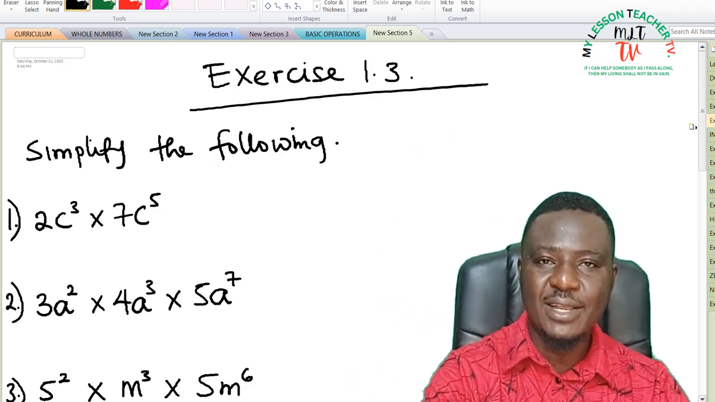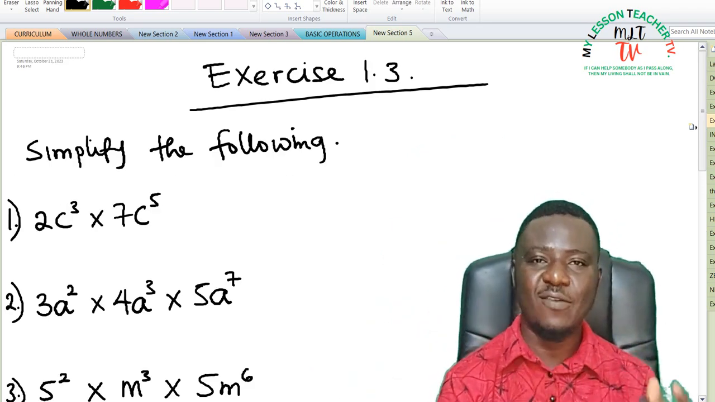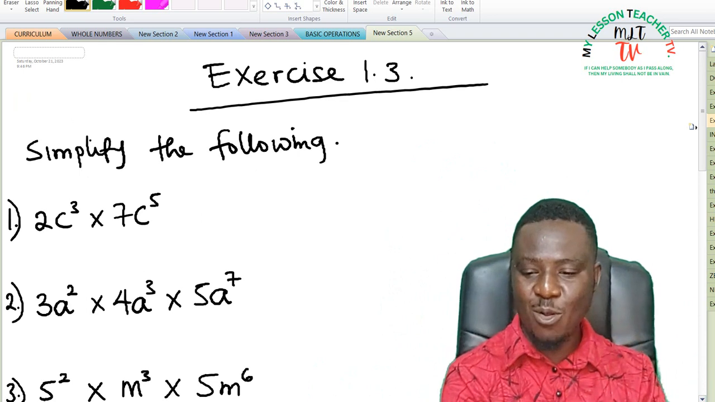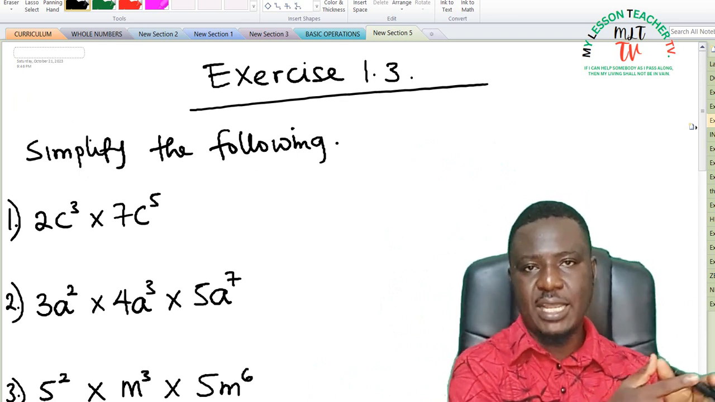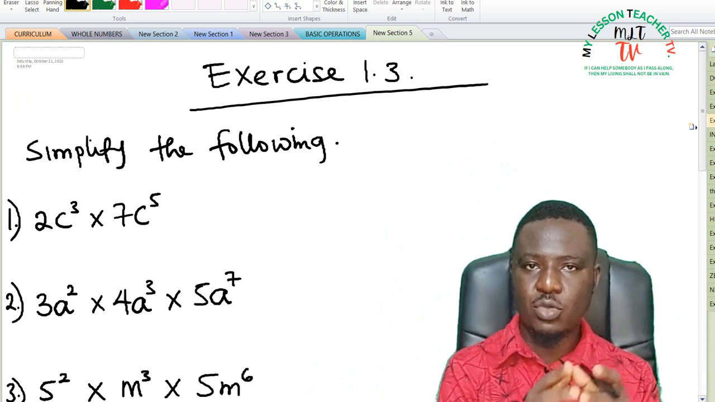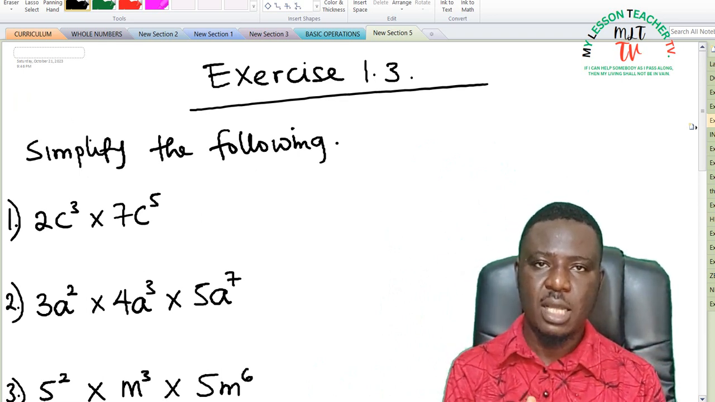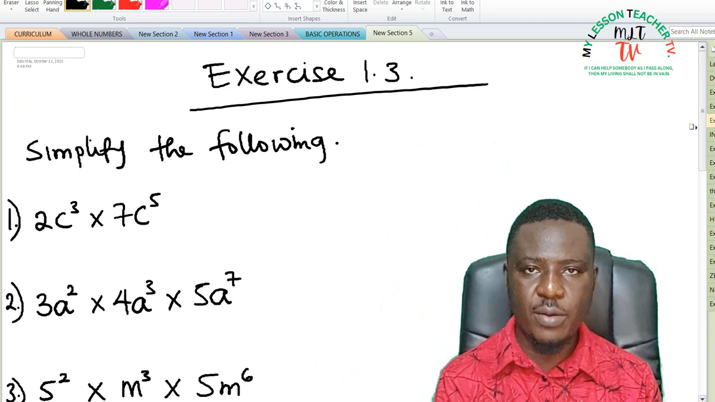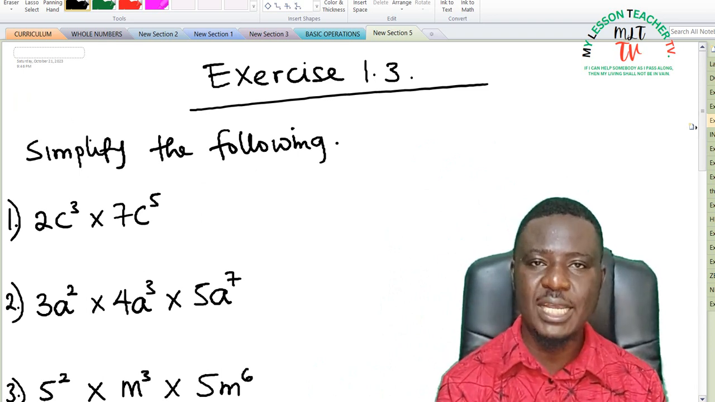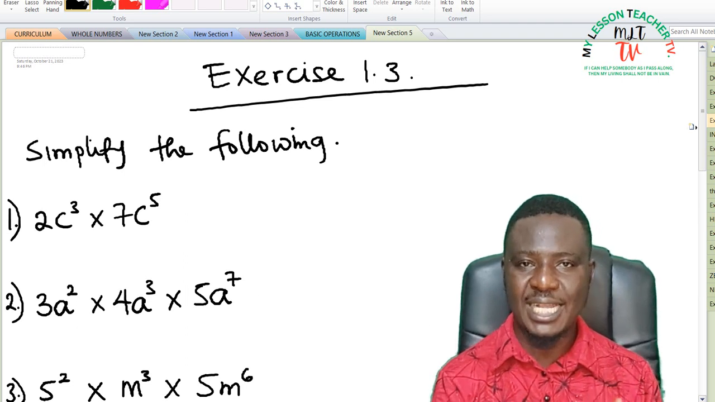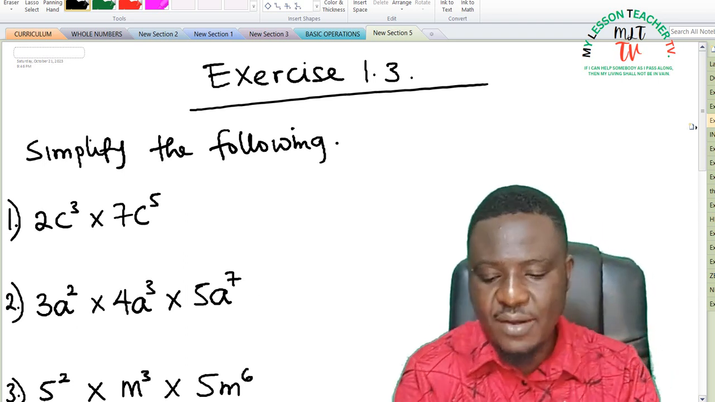In exercise 1.3, we are asked to simplify the following. The higher you go, the tougher it becomes. Now, in this exercise, we now have constants, not just a variable. You may see some exercises that are not just in one variable, but we are trying to complicate things because you may end up seeing problems that are more complicated than this. So we are asked to simplify the following.